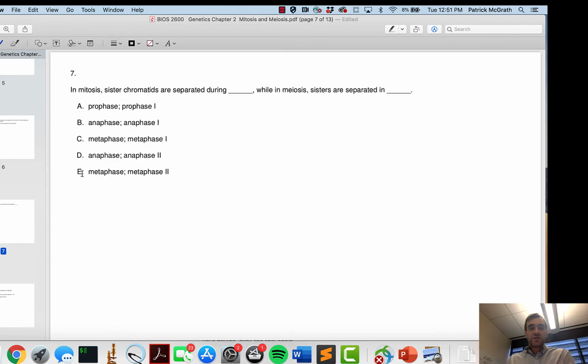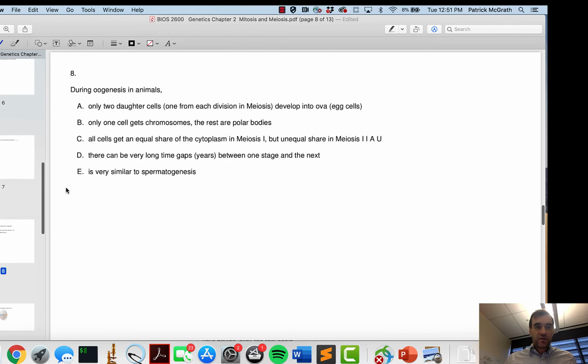Number 7, in mitosis, sister chromosomes are separated during anaphase, and in meiosis, sisters separate in anaphase 2. So the correct answer is D. The important thing to remember with anaphase 1 is that's when the homologous chromosomes separate, and then anaphase 2 is when the sister chromatids separate.